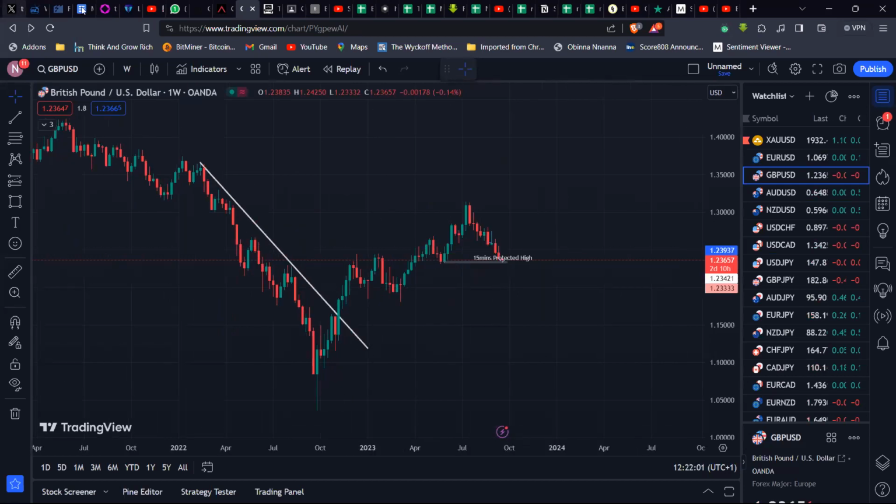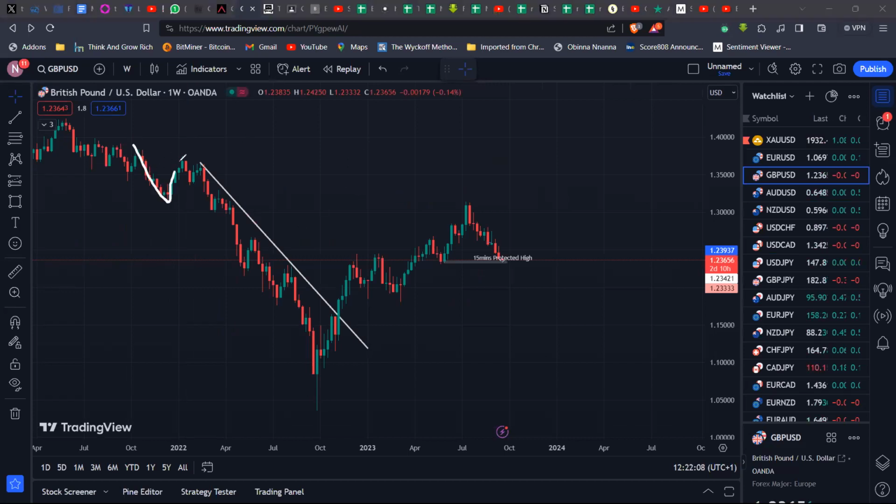Okay, so based on the way you understand that I look at structure, on the weekly time frame, you can see that we were very, very bearish all through last year, and the market stayed bearish. However, toward the end of last year, we began to break bullish. This is actually where the weekly time frame broke bullish. However, on the daily time frame, there was a break around here.